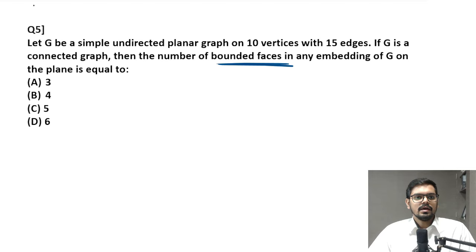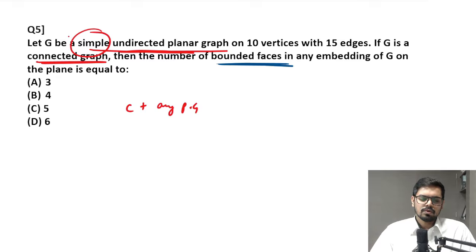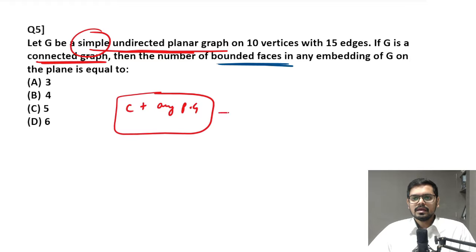Since here the formula remains the same. They are talking about a connected graph. Connected graph and it is a simple undirected planar graph. If both things are there, connected plus planar, any planar graph, it can be simple also, multi also, pseudo also. I will repeat every time so that you do not get confused. If this is the case, then Euler's theorem says number of regions is equal to number of edges minus number of vertices plus 2.